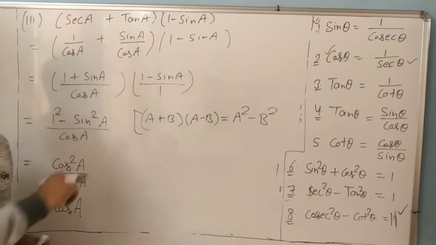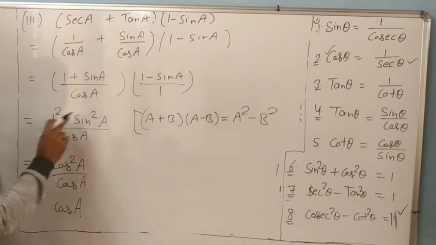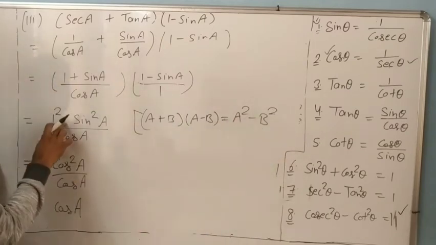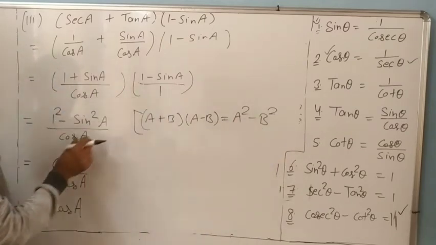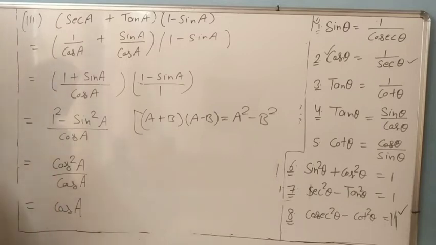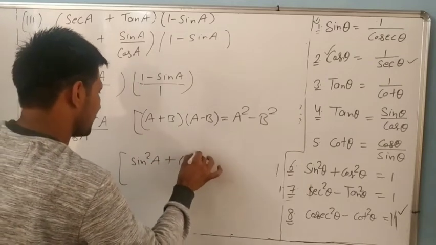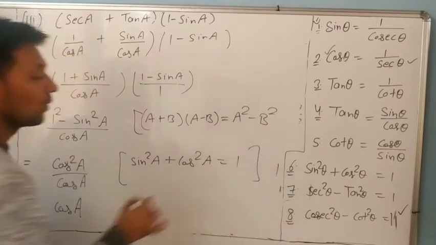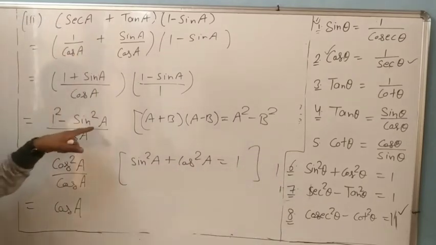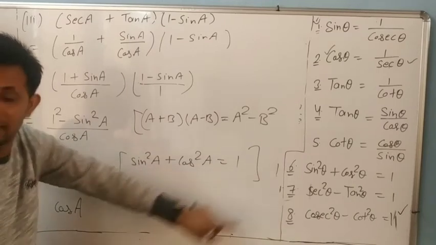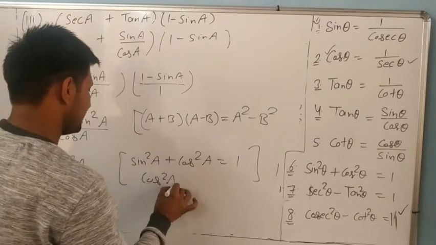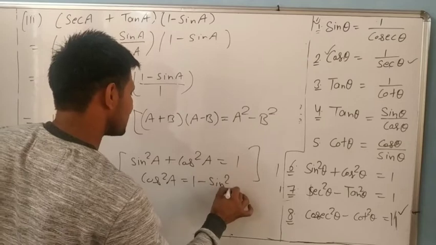Numerator to numerator, denominator to denominator. So 1 square, A square minus B square: 1 square minus sin square A. Cos A into 1, cos A. Now, what will we do? Now 1 minus sin square. Now you have to check the formula in which sin square A appears. Yes, sin square A plus cos square A is always equal to 1. So sin square on the other side becomes negative. So cos square A is equal to 1 minus sin square.